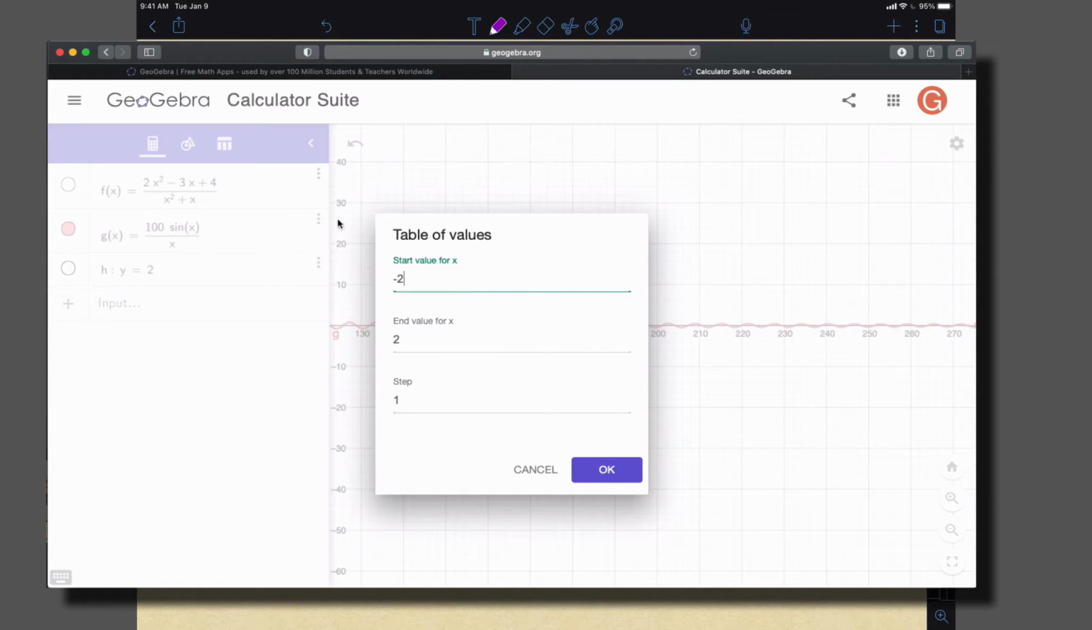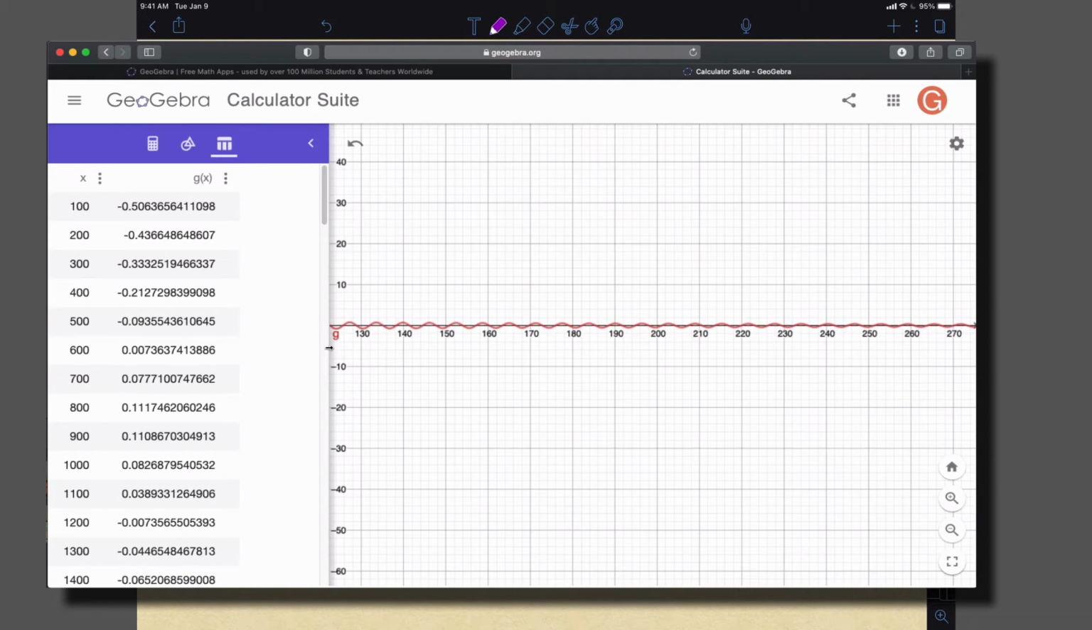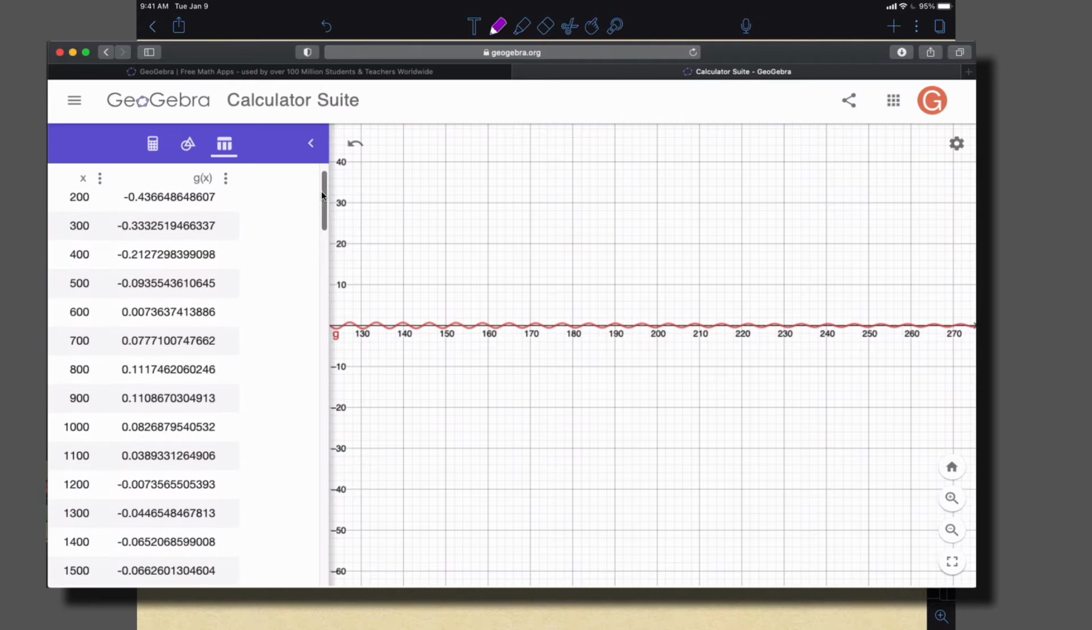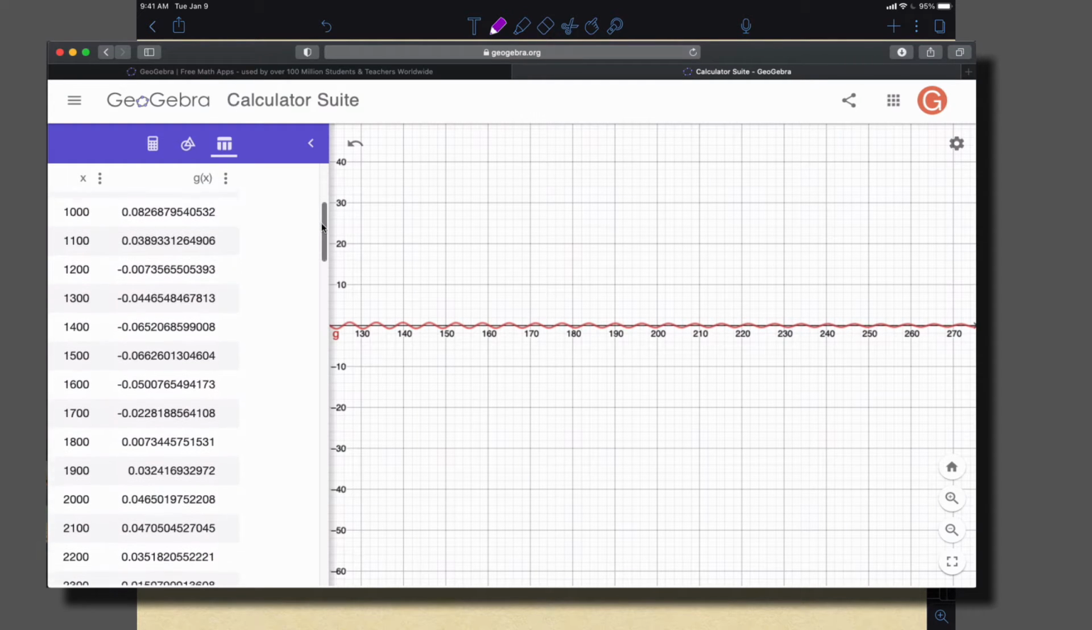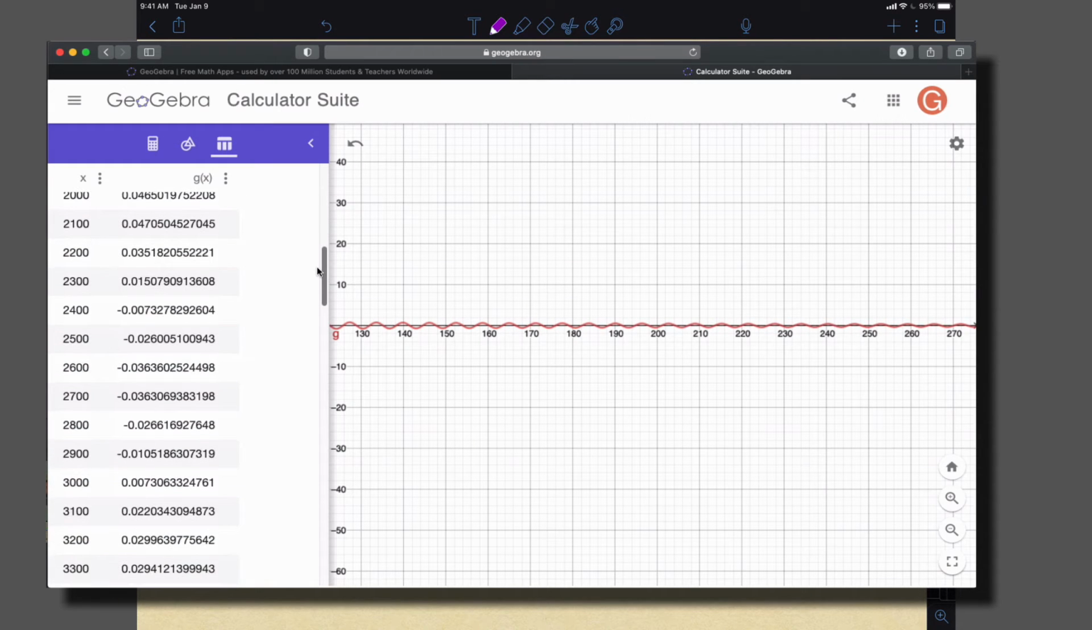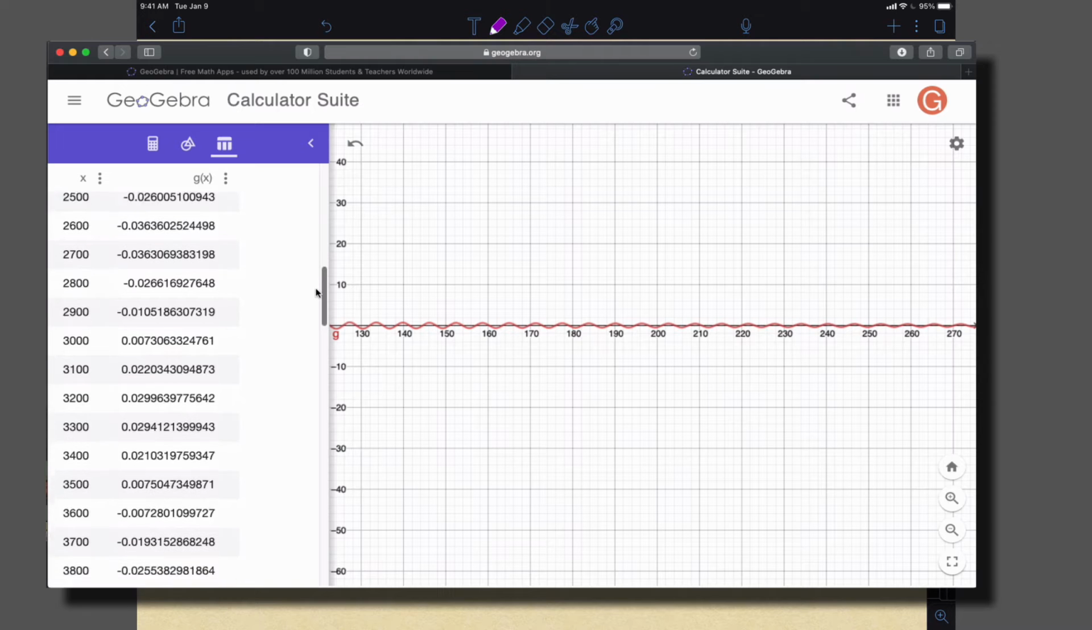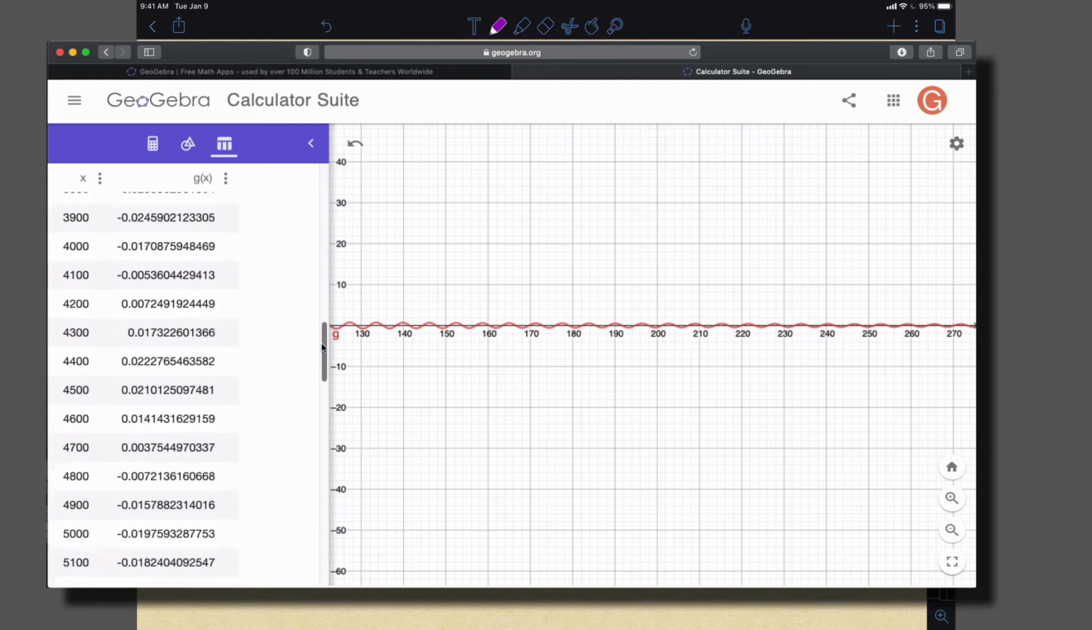We can check a table of values. We'll do the same. And you see it's bouncing between positive and negative values, but in terms of the magnitude or the absolute value, they are getting smaller and smaller.